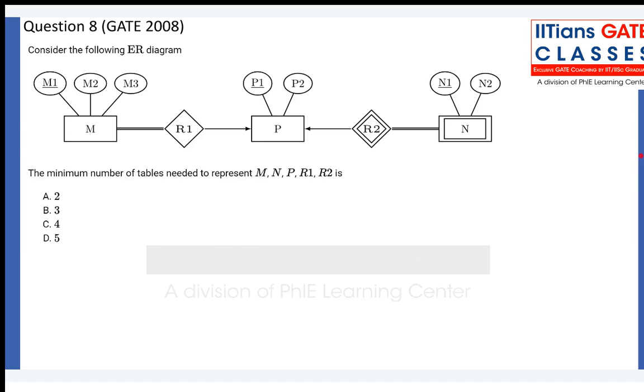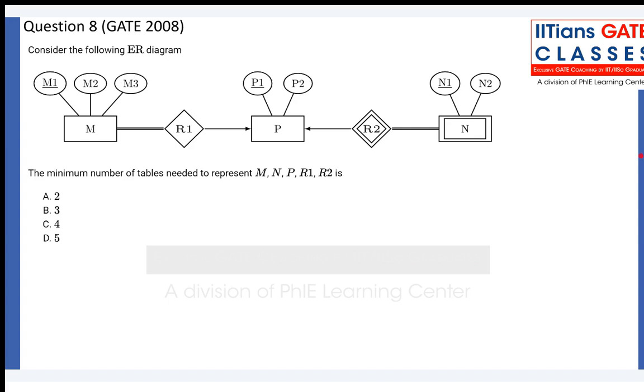Will M require a table? Will you have a table for M? You must have a table for M. Will you have a table for P? Yes, because M and P are strong entities, and a strong entity must have a table. Assume there is a one-to-one relationship between M and P.